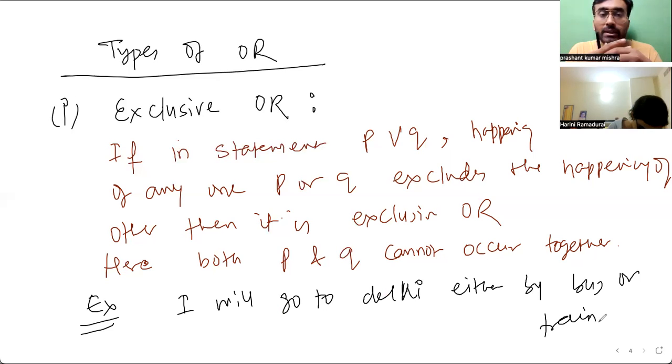This is called exclusive or. The happening of one restricts the happening of the other. If one has happened, the other can't happen. But still here, the truth value will be true, no? Yeah, it will be true only.